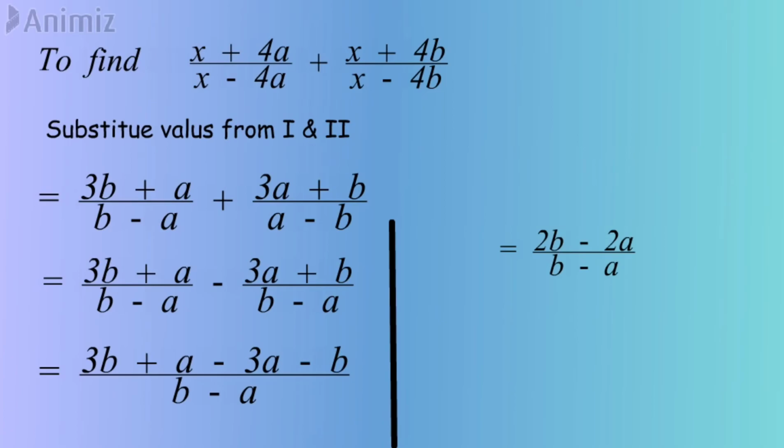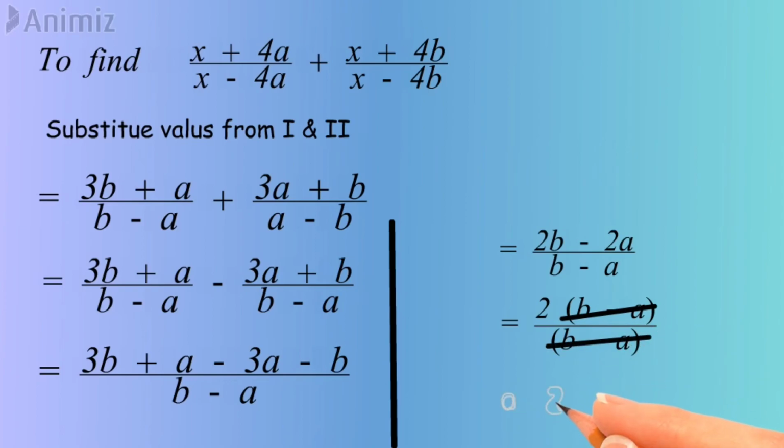Now, take 2 common in the numerator. Now, cancel the bracket b minus a. It is the same in the numerator as well as the denominator. What is your value now? 2. I told you, in this type of sum, your answer is always 2. This thing you have to keep in mind, students.